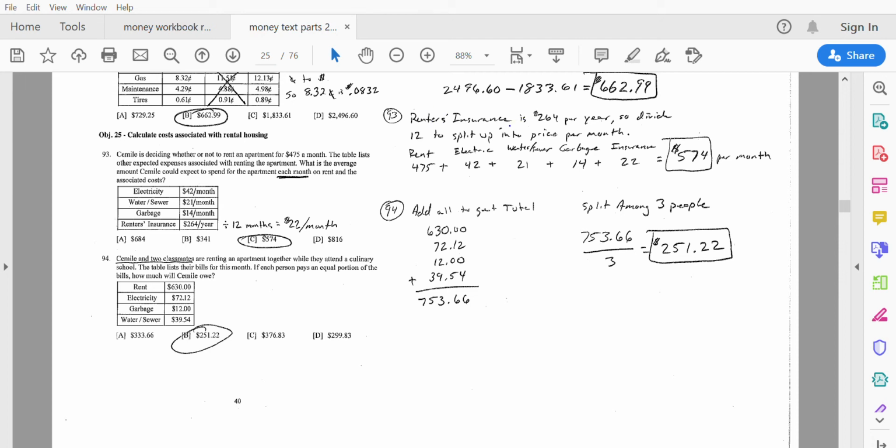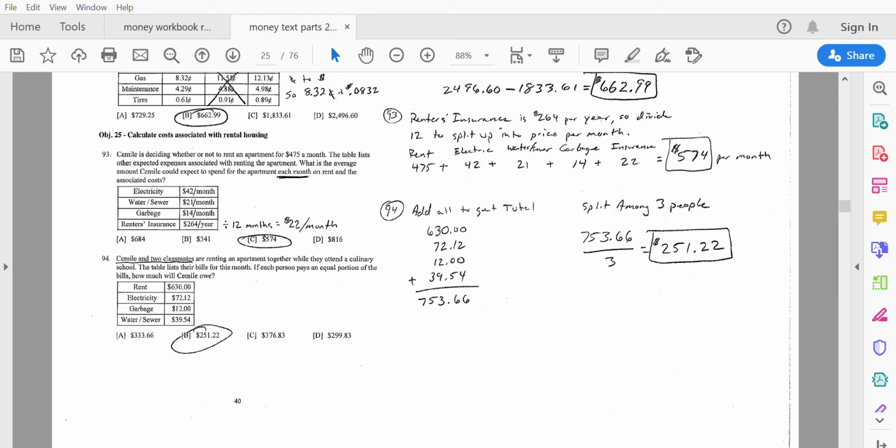Now the thing you don't want to forget is the very first sentence: rent is $475 a month. So we get the rent is $475. Then we go through the 4 costs in the chart. Electric is 42, water is 21, garbage is 14, and after we divide by 12, the insurance is $22 a month. Then we just add all of those up, and we get $574 per month.